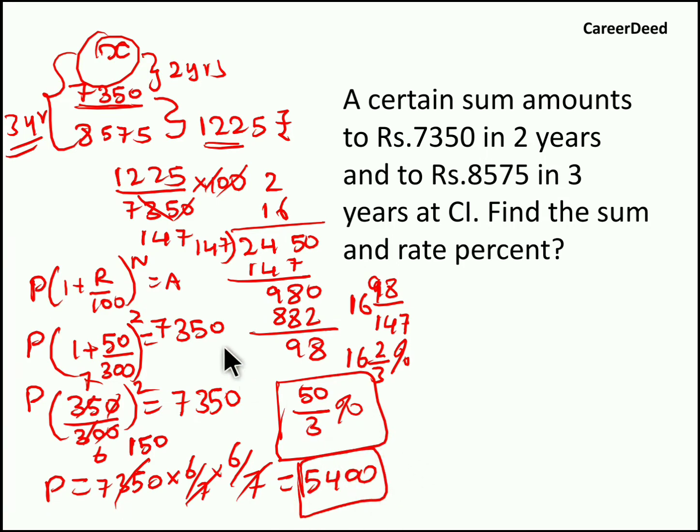So he invested 5,400 rupees in the bank, and at the end of 2 years he is getting 7,350 because of the rate of interest 50 by 3% for 2 years, and at the third year he is getting 8,575 because of the same interest 50 by 3%. Hope you understood the concept, right?